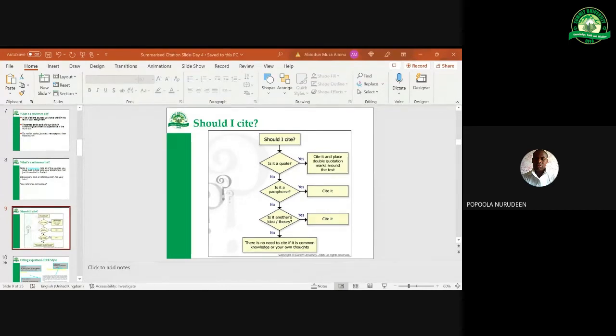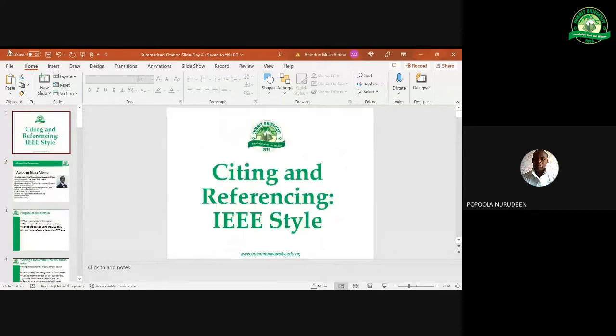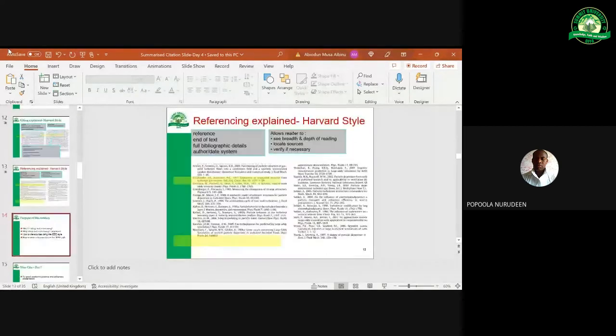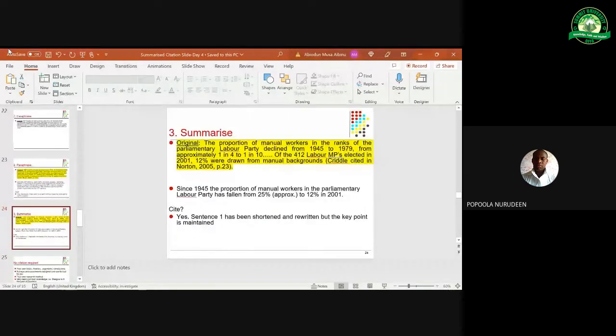Sir, please, mine is on in-text citation. In a situation where we have multiple authors for a particular work that one wants to cite, how do we reference? Are we to reference all the authors or probably pick one out of them? In-text citation.